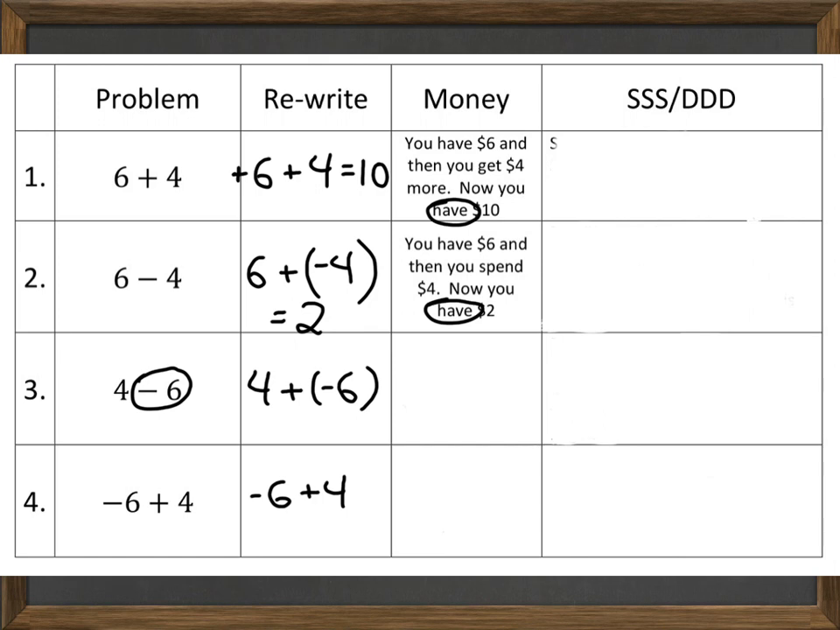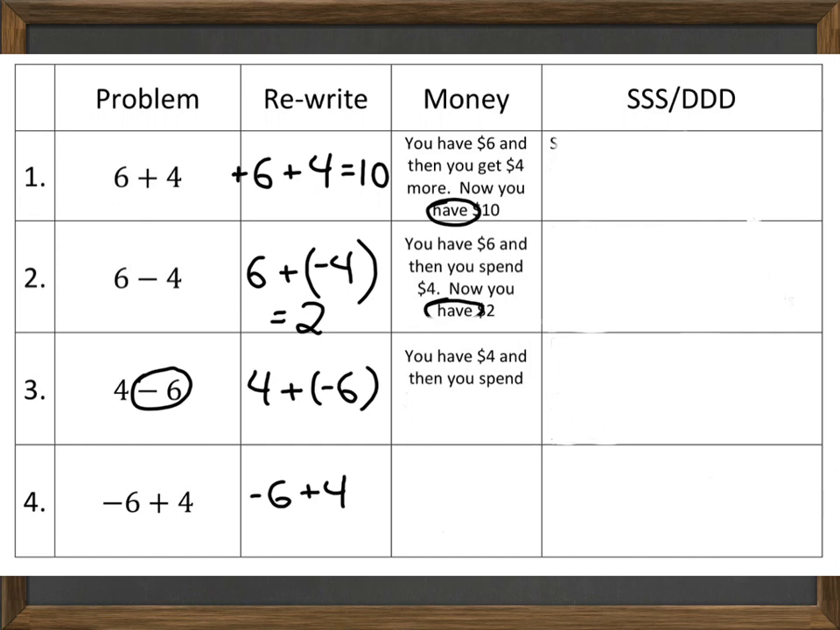Okay, let's look at number 3. So this time, again, we have 4 minus 6, or if you want to think about it, it's 4 plus negative 6. Okay, so this is the part where sometimes students get a little bit confused about, well, is the answer positive or negative? I'm not sure, right? So let's think about it in terms of money. So that 4, as you can see, there's nothing in front of the 4. That means that we have a positive 4. We have $4.